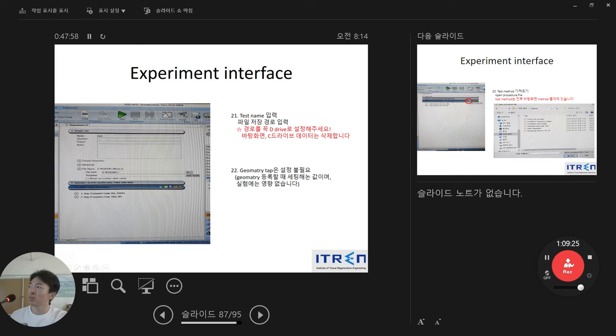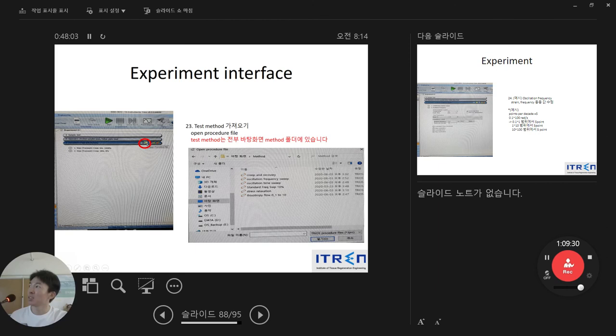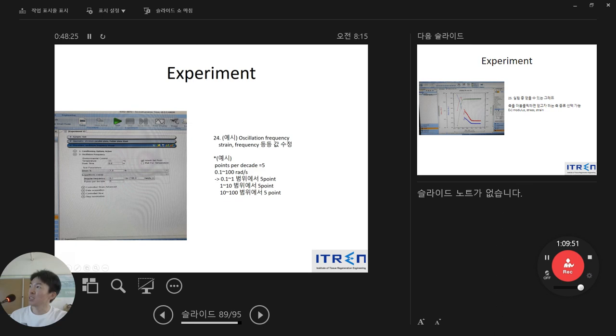Geometry path, and then you go to this third point. This is the experiment interface, and then you click this one, open protected file. We already have the creep, frequency sweep, strain sweep, time sweep, other things we have. So you open it, and then you just change the strain and the frequency.